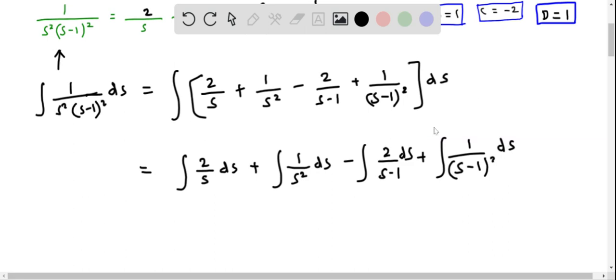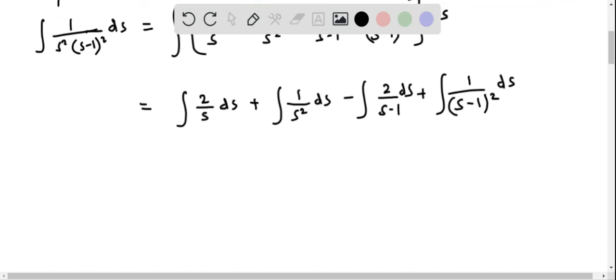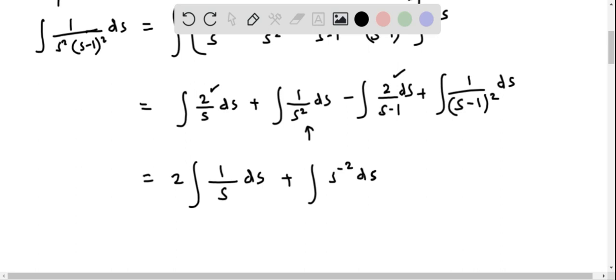Let's integrate each term one by one. First let's factor out all the constants from each of the integrals. We have constant 2 here as well as this 2 here. So when I do that, I will get 2 times the integral of 1 over s ds. We just have to integrate 1 over s, that is our first integral. And this expression, I'm going to rewrite as the integral of s raised to the power of negative 2, so that I can apply the power rule.